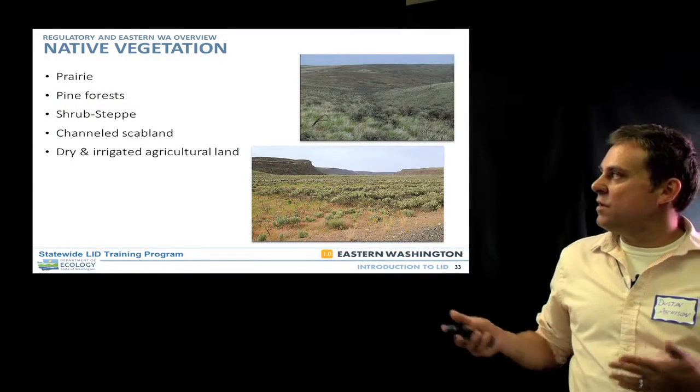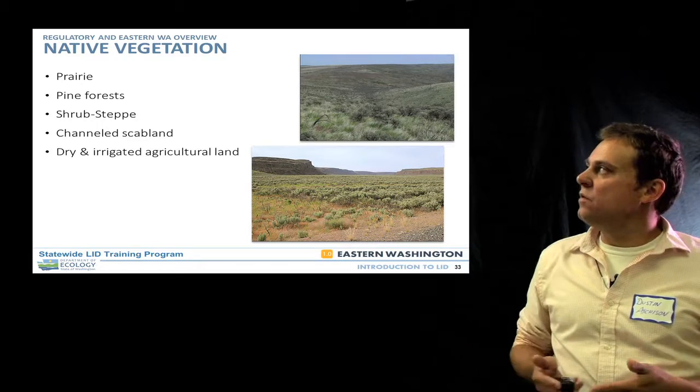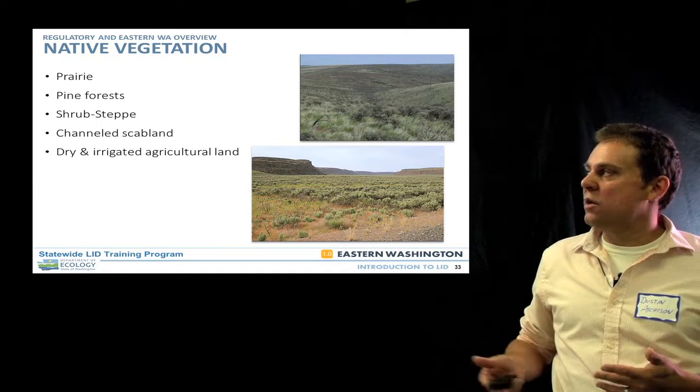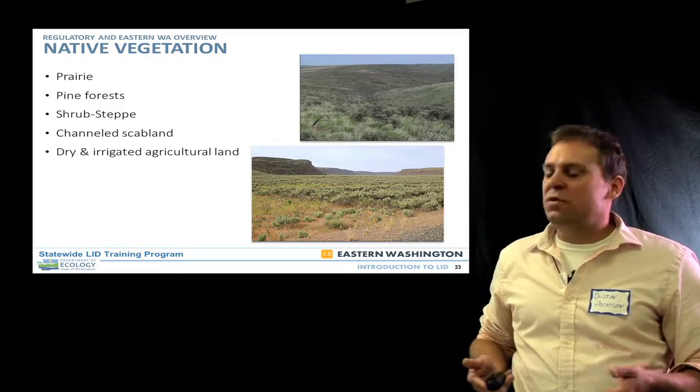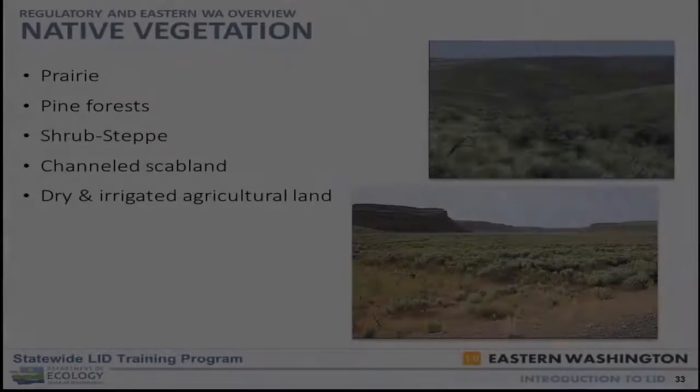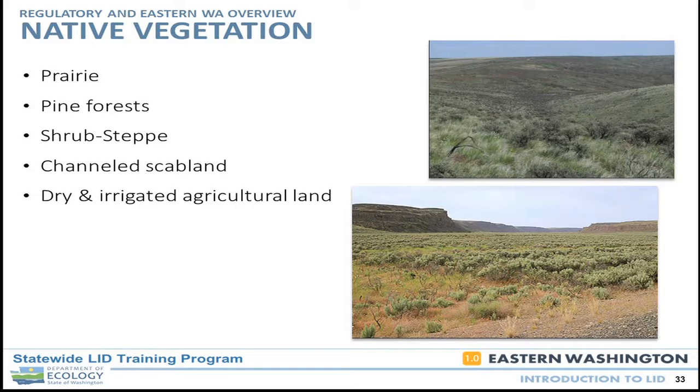So, we have a number of different expressions of that native vegetation. We have prairie, pine forest, shrub, steppe, channeled scabland, dry and irrigated agricultural land. So a little bit of a drier palette generally in eastern Washington, that you do want to use.